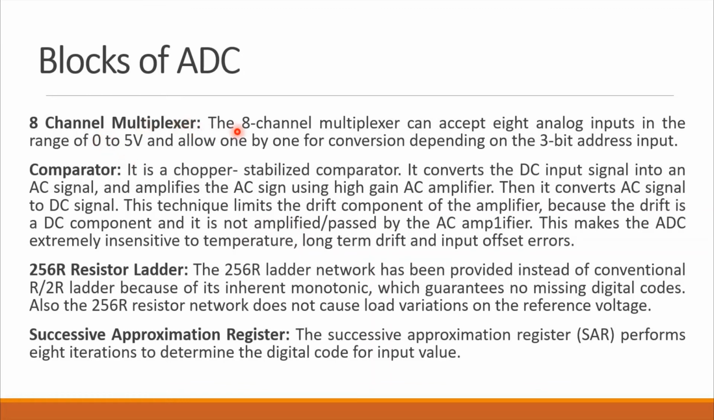First is your 8-channel multiplexer. You can accept 8 analog inputs in the range of 0 to 5 volt because your ADC is 5 volt. So you can go with that. Then you have a comparator. The comparator converts the DC input signal into an AC signal and then amplifies it. Then you have a 256 resistor ladder. It is provided, which guarantees that no digital codes get missed. That is again a digital to analog conversion process. Then you have the successive approximation register. It performs the 8 iterations to determine the digital code.